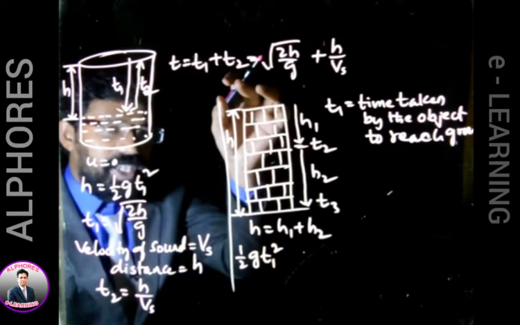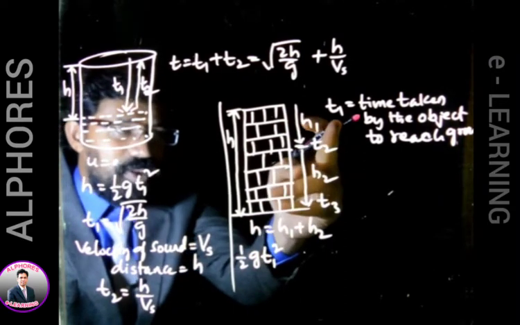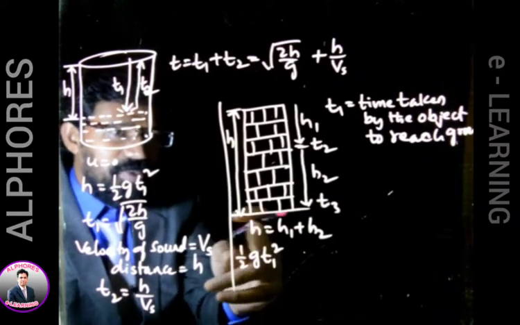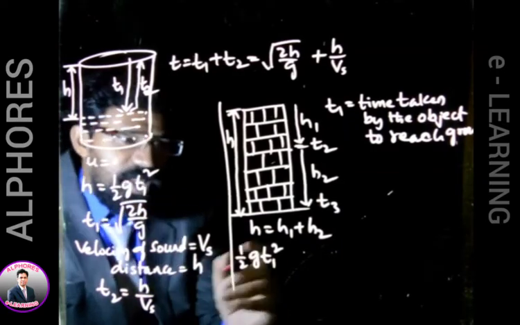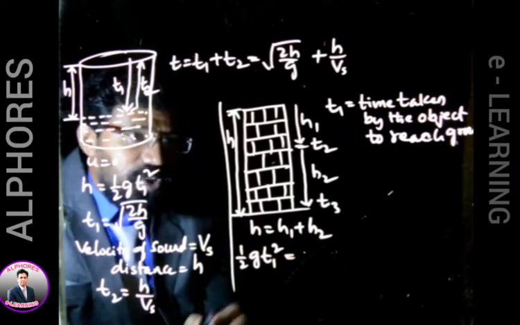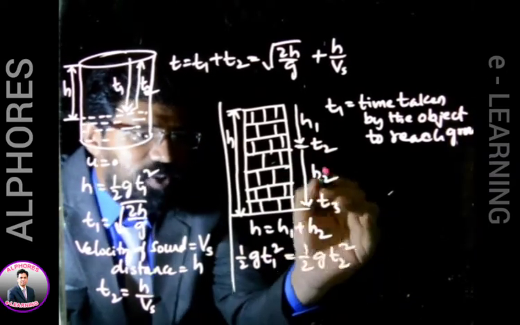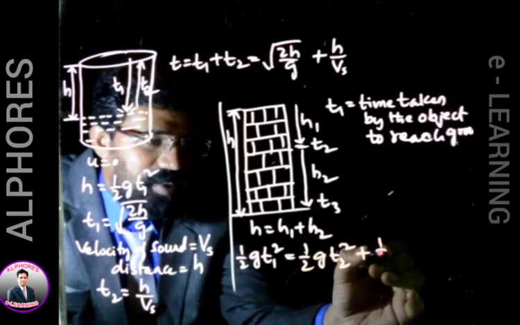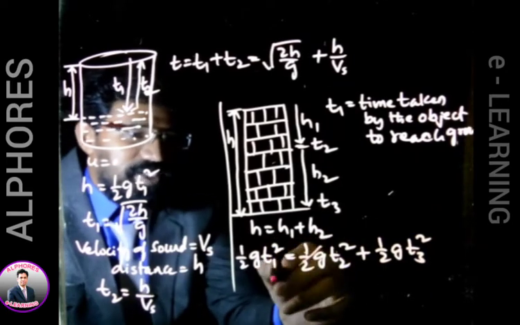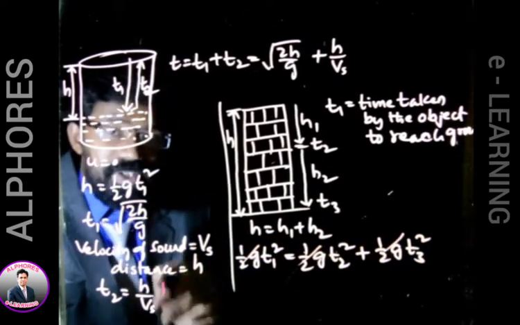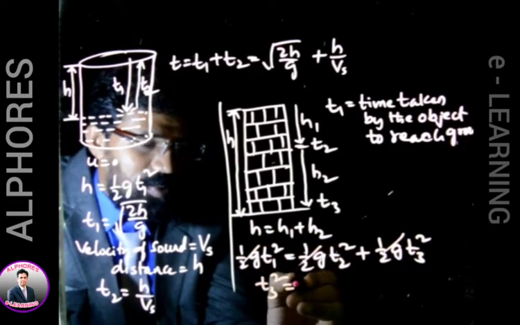If a body is dropped from a height h, in how much time does it reach the ground? The time is already given. How much is that? T1. And in terms of T1, how can h be written? Half g T1 square, the way we have written here. This is equal to h1, which can be written in terms of T2 as half g T2 square, plus h2, which is half g T3 square. Half g gets cancelled, all these half g's get cancelled. Now what are we interested in? We are interested in this T3. Therefore, T3 square is equal to what you are left with here.